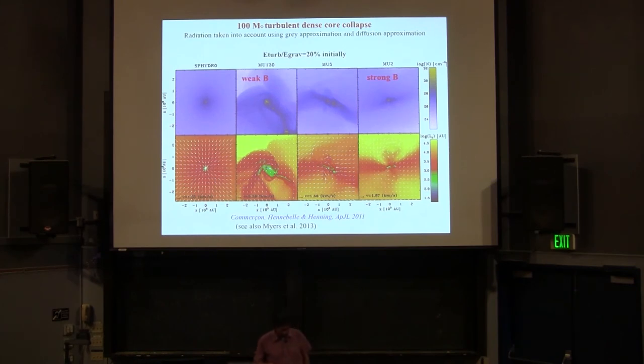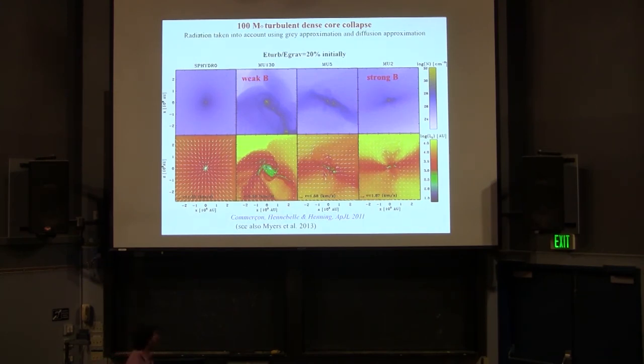The first one is purely hydrodynamic with spherical initial conditions without any turbulence. The second one has a weak magnetic field, then intermediate, and then strong. What strikes us immediately is that for the almost hydro case, that's an early stage, but you still form a fragment, even though radiative transfer is included.